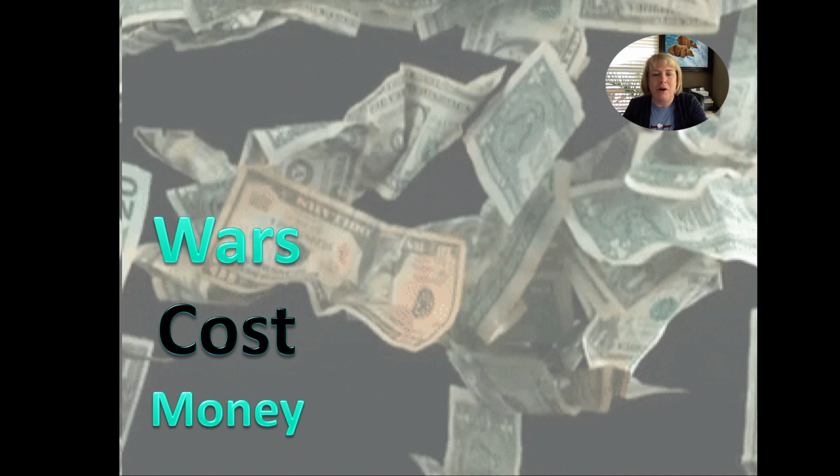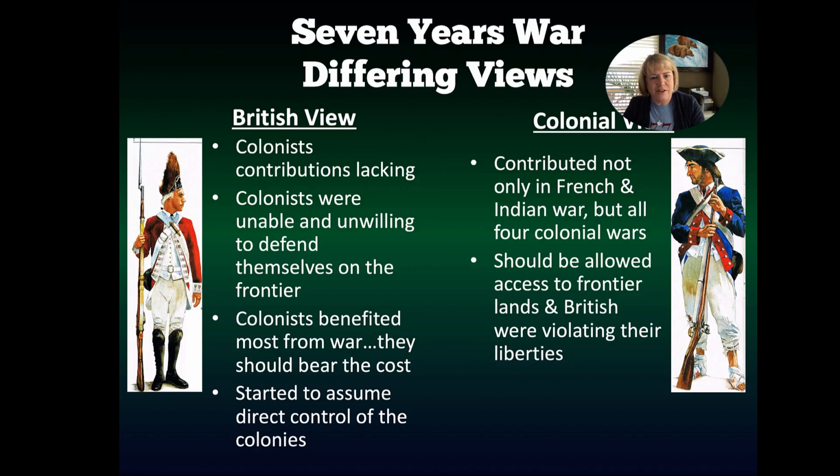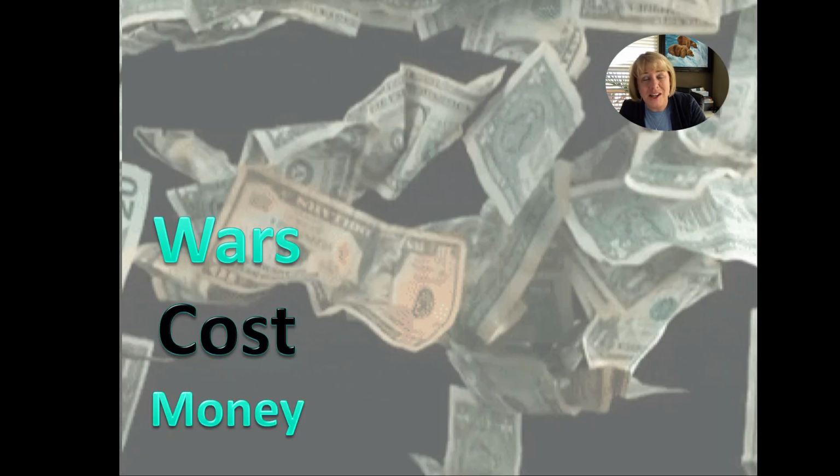Wars cost a lot of money. I don't know if you realize that. And England's looking at the colonists and saying, you know what? Let's go back to their viewpoint. They said that we fought this war for you, and you were unwilling to defend it for yourselves, and it cost us a ton of money to do it.